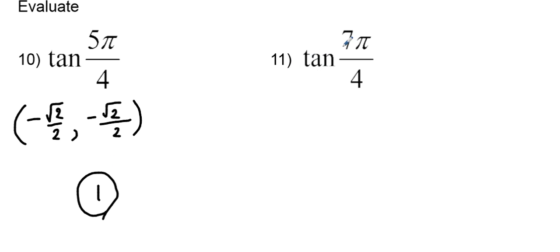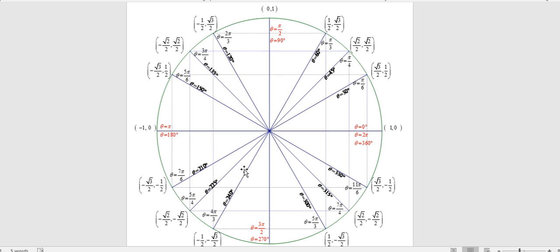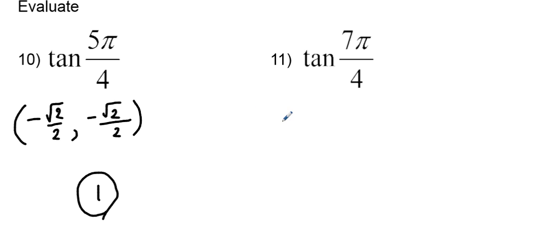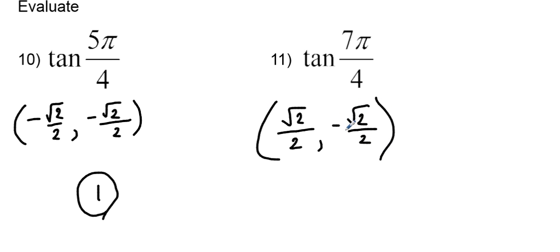Let's take a look at the tangent of 7 pi over 4. 7 pi over 4 is 315 degrees, and the coordinates there, positive radical 2 over 2, comma, negative radical 2 over 2. So let's write that down. Positive radical 2 over 2, comma, negative radical 2 over 2. Same thing, if I divide something by itself, I have to get a 1. But this time I'm dividing a negative by a positive, so my answer is negative 1.